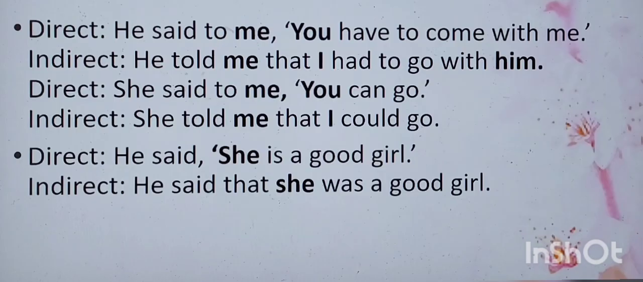The last one here says, he said, "She is a good girl." Answer, he said that she was a good girl. Now he's talking about that girl. So it is she. It cannot be he or I or me, she. So think carefully when you are changing the pronouns. Okay, look at the subject of the reporting verb. Then you would decide. Okay?